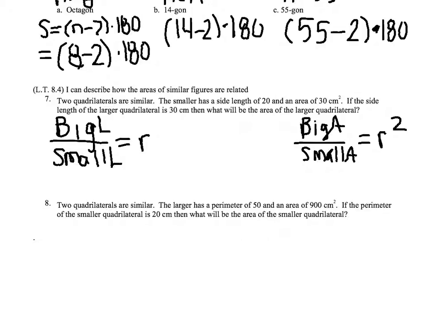So in this situation, our big length, notice up here it says the length of the larger quadrilateral is 30. And then it says the smaller has a side length of 20. So that means R, that's what R is going to be, and we're going to get 1.5.